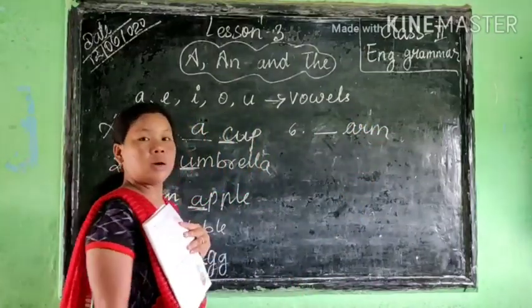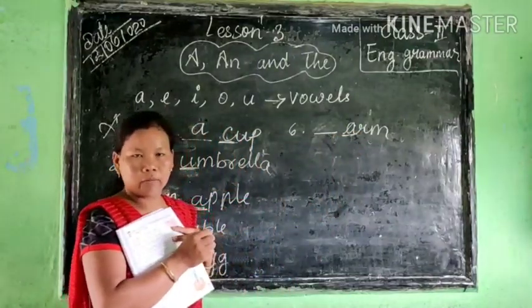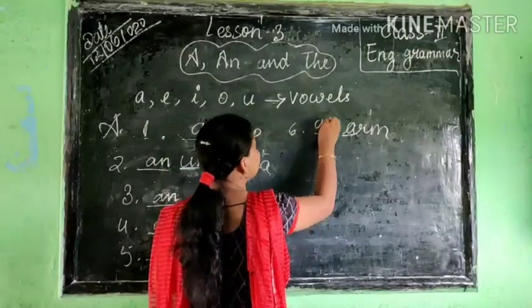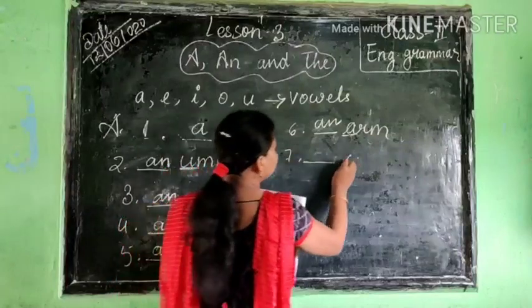Arm. Here also, first letter is what? A. A is a vowel, right? If it is a vowel, what do we have to write here? Yes, we have to write N. Okay. Now seventh number is window.